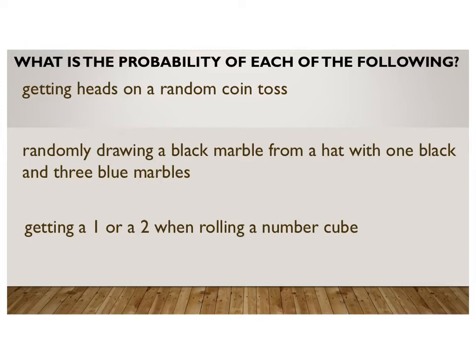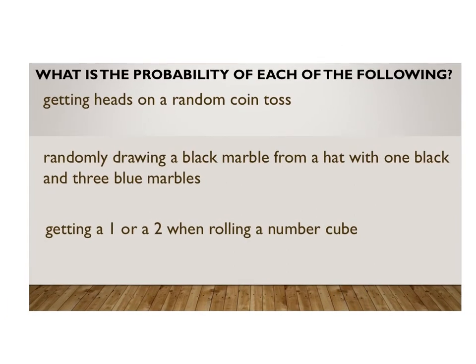Sorry about that. What is the probability of getting heads on a random coin toss? Well, first we look at how many ways can you toss a coin? How many different outcomes can you get? We really only get two, heads or tails. So, total possible outcomes. Now, how many are we looking for? Getting a head, there's only one. So the probability of getting a head on a random coin toss is 1/2.